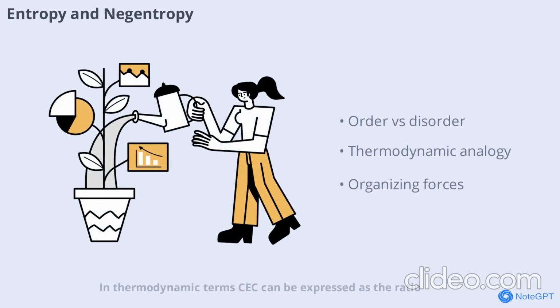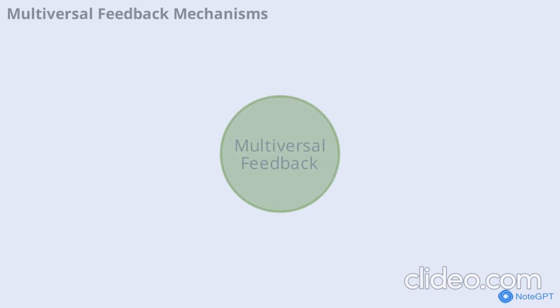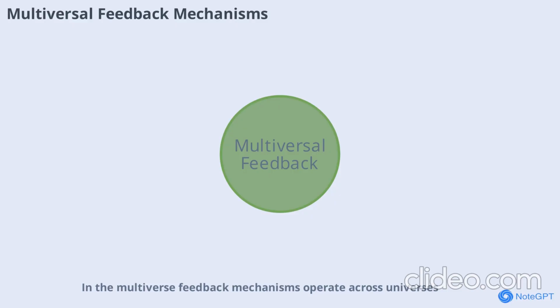In thermodynamic terms, CEC can be expressed as the ratio of negentropy, order-forming processes, to entropy, disorder. This highlights the interplay between chaos and order, showing that even in a universe full of randomness, there are always organizing forces at work. In the multiverse, feedback mechanisms operate across universes. If one universe becomes too chaotic, others may compensate, maintaining the overall balance. These feedback loops are modeled in the multiversal CEC equations, reflecting the interconnectedness of all realities.